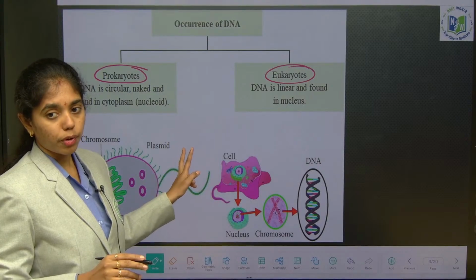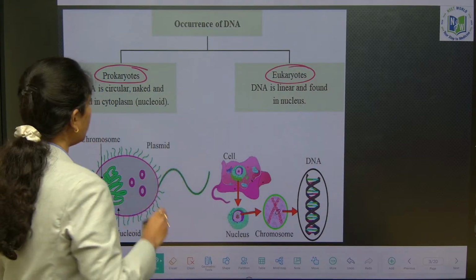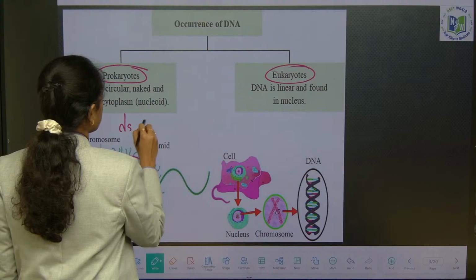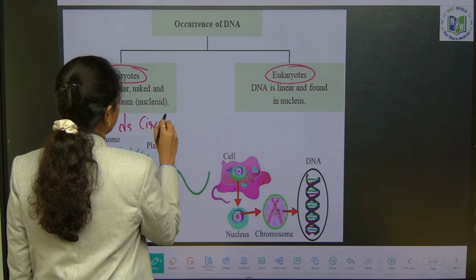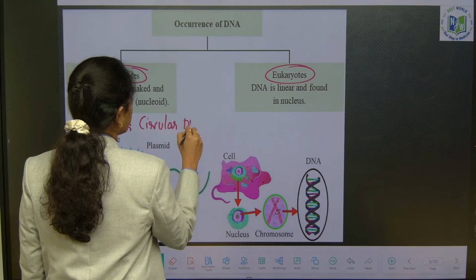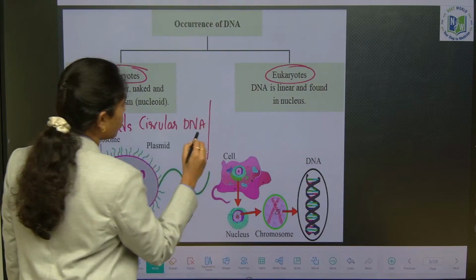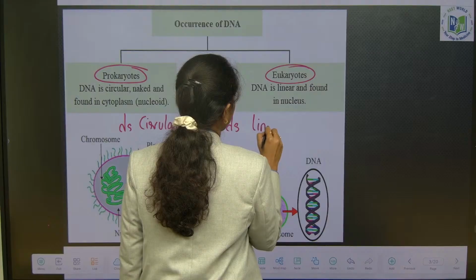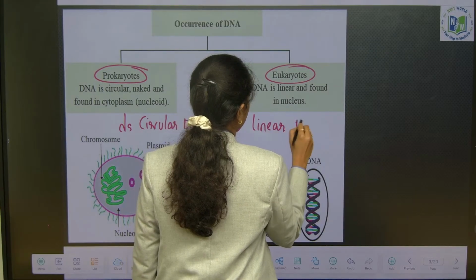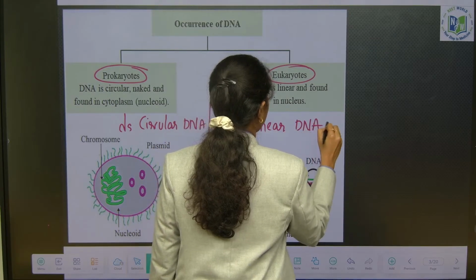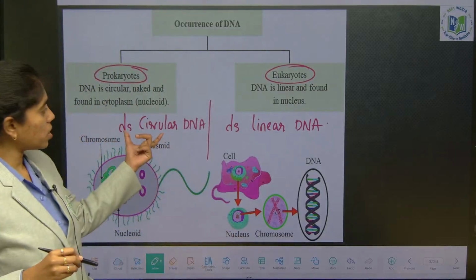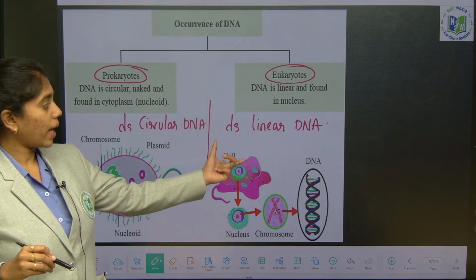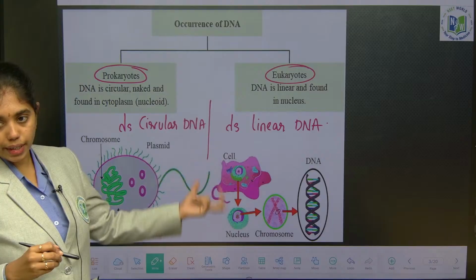In most of the prokaryotes, DNA will exist as what? Double-stranded circular DNA. And in eukaryotes, you will have double-stranded linear DNA. Prokaryotes, it is double-stranded circular. Eukaryotes, it is double-stranded linear DNA.